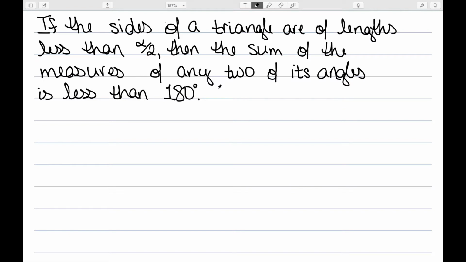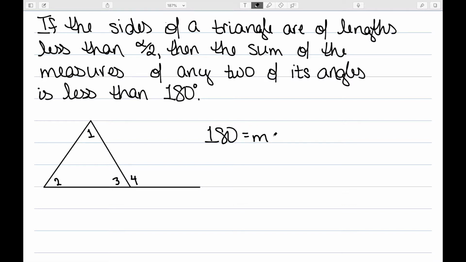This exterior angle inequality has a lot of results. The first says if the sides of the triangle are of lengths less than alpha over 2, so we can't have more than one right angle, then the sum of the measures of any two of its angles is less than 180. If I go back to my picture, I know that if I add up the measure of angle 3 plus the measure of angle 4, I get 180 degrees, since these angles are supplementary.